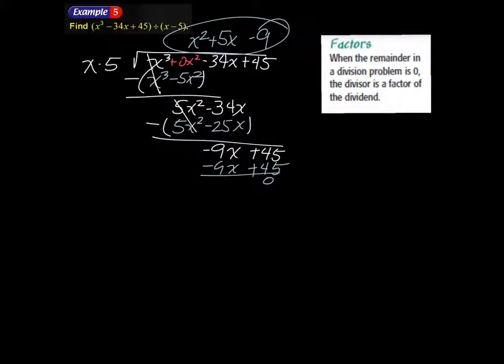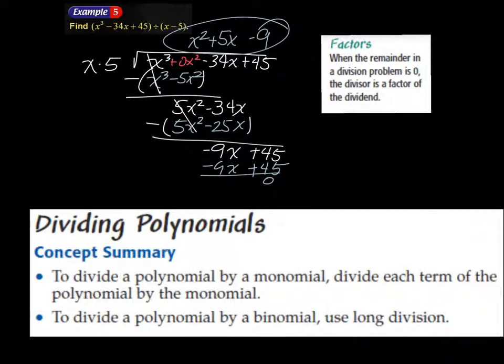So in a happy situation like that, when the remainder in a division problem is 0, the divisor is a factor of the dividend. To divide a polynomial by a monomial, divide each term of the polynomial by the monomial, and to divide a polynomial by a binomial, use long division.